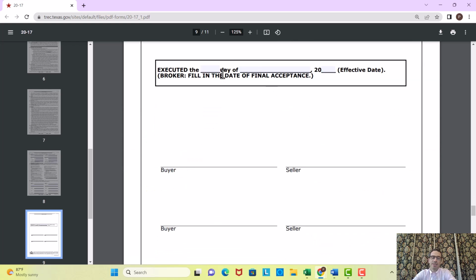And then this date is very, very important. It's executed the so-and-so day. This date triggers all the deadlines in the contract.